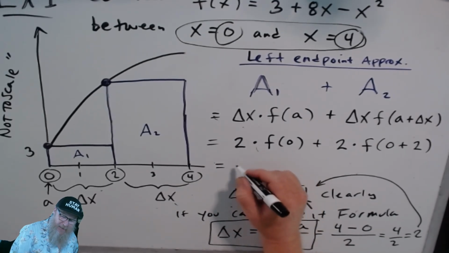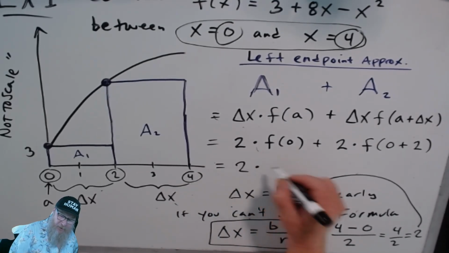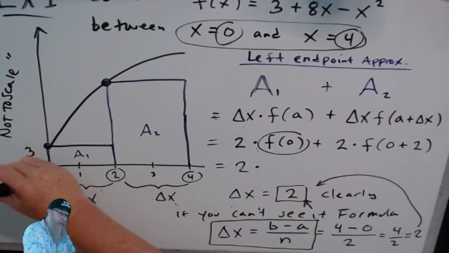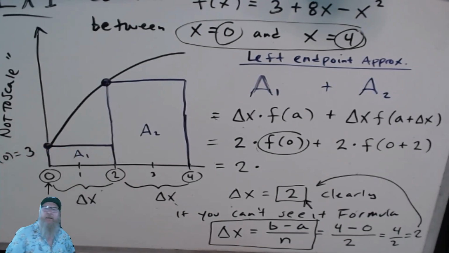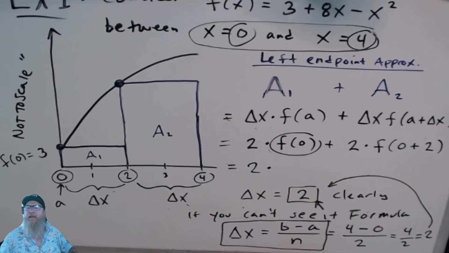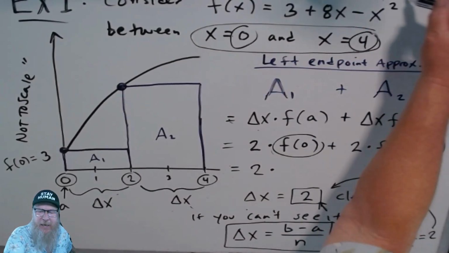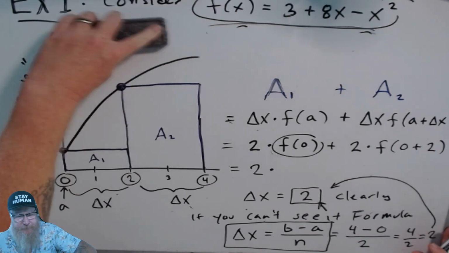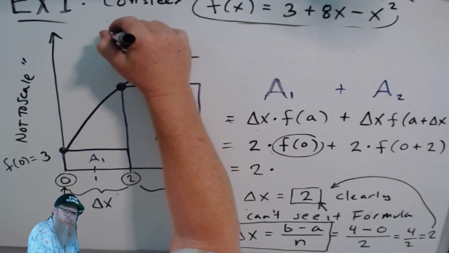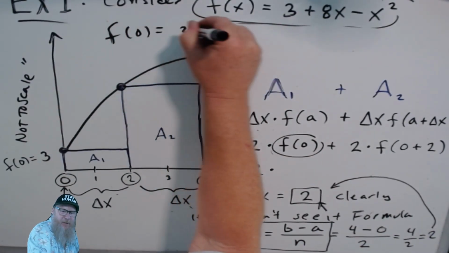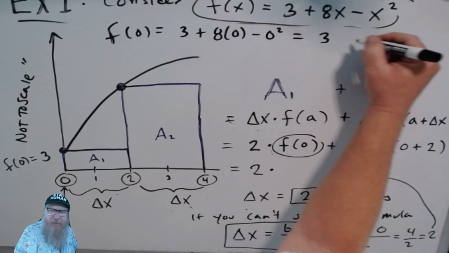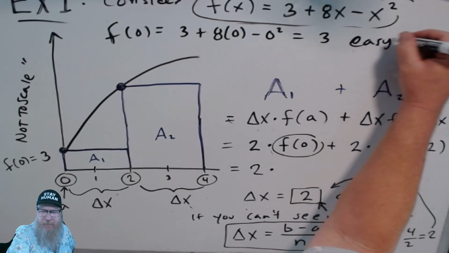So our approximation is 2 times, now f of 0 you can clearly see, right? F of 0 is 3. If you can't clearly see that, go back up here and plug in 0, and you'll go, oh yeah, I see how you got that now. That's the easy one.